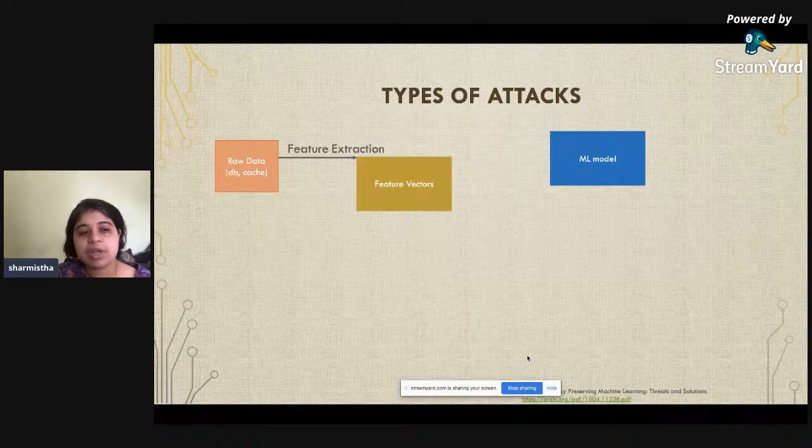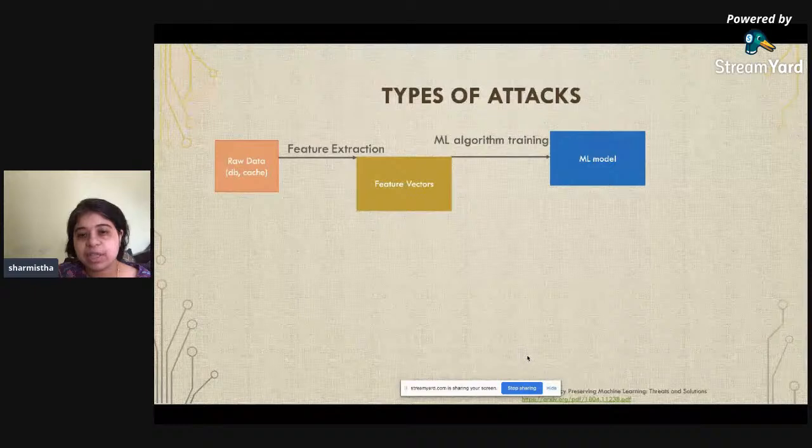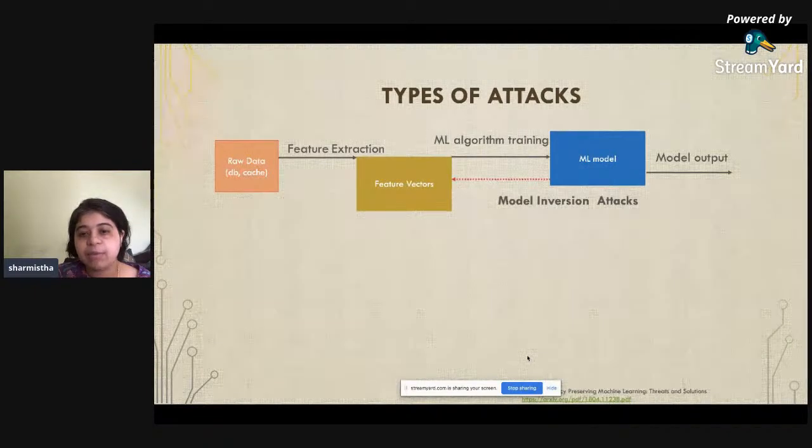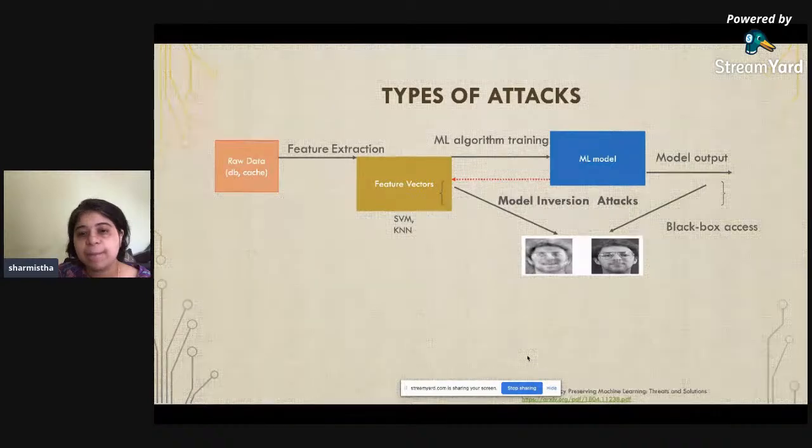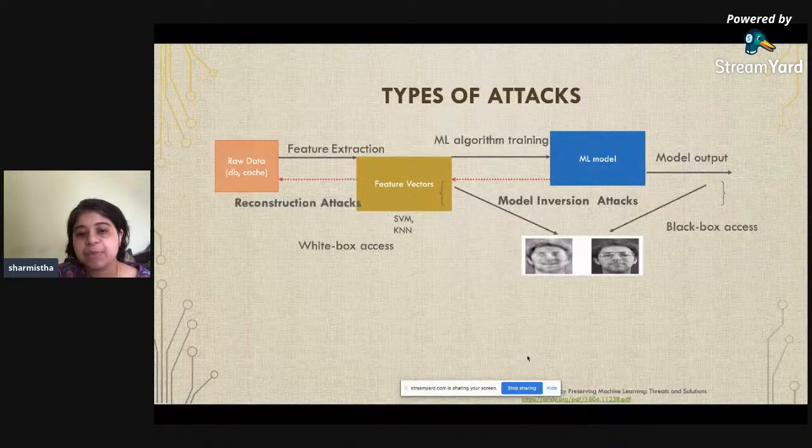So there is raw data coming into the machine learning, the feature vectors get extracted and the models get trained. Now we have two types of attacks. One is the model inversion attack, which is a kind of black box attack. The attacker doesn't have any information about the machine learning model, but he tries to extract information and preserves that in terms of feature vectors.